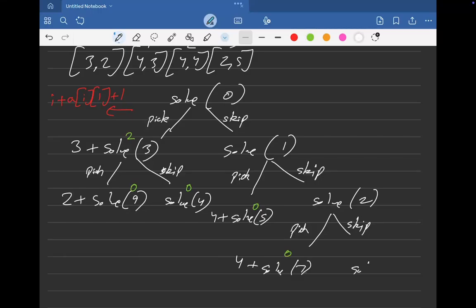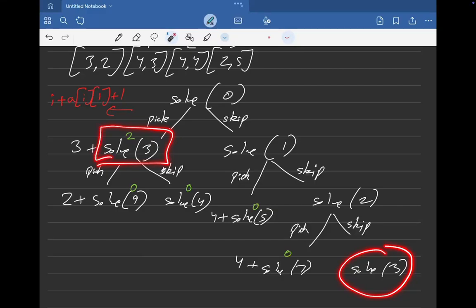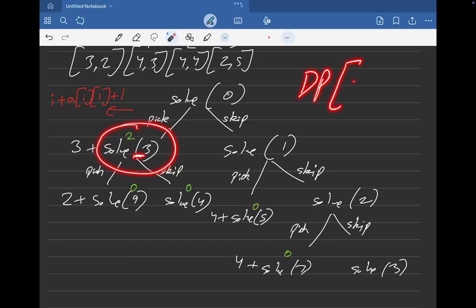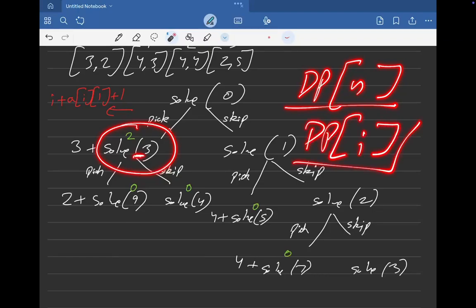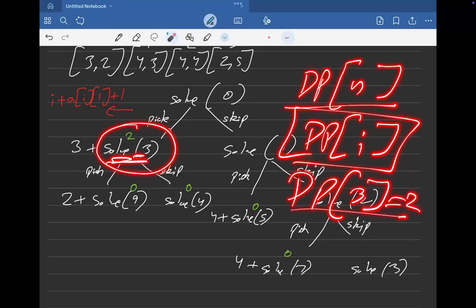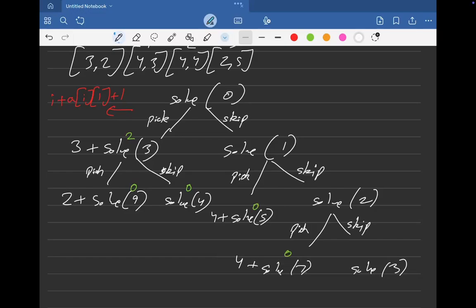And let's write for skip. For skip, I have solve of 3, and then solve of 3. Isn't solve of 3 already solved? Yes, solve of 3 is already solved. The value is 2. So why build the same tree if we can just store the value? So I will use dp here with n. I will store the value on that particular index. So suppose dp of 3 will store value 2. If dp of 3 is already traversed, I will directly place value 2.